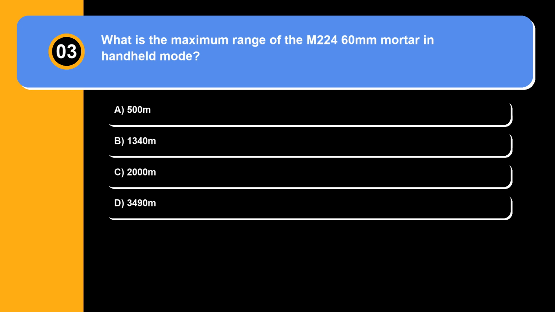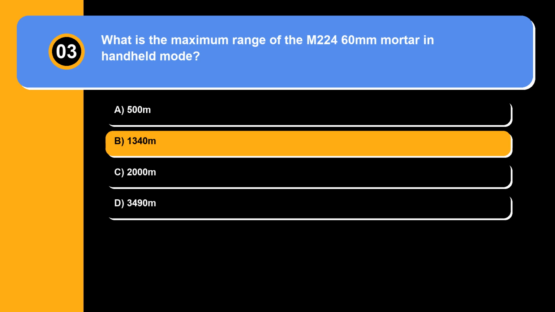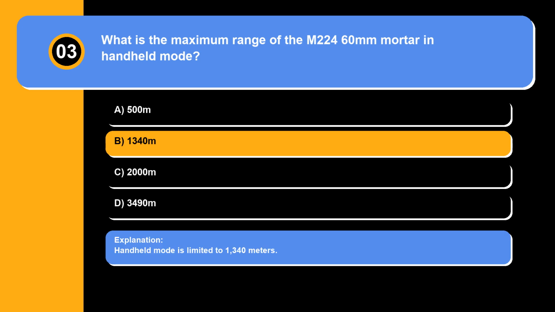Question 3. What is the maximum range of the M2 24-60mm mortar in handheld mode? A. 500 m, B. 1340 m, C. 2000 m, or D. 3490 m. The correct answer is B. 1340 m. Handheld mode is limited to 1,340 meters.